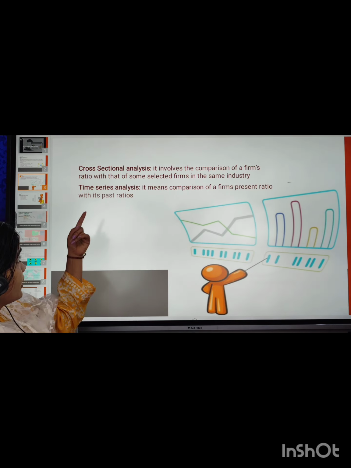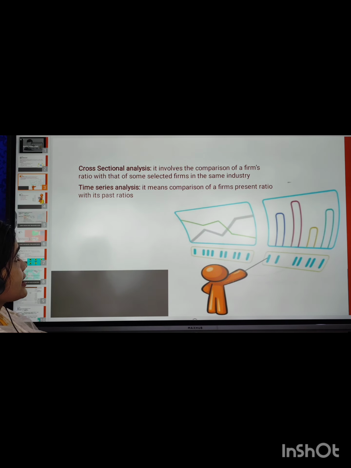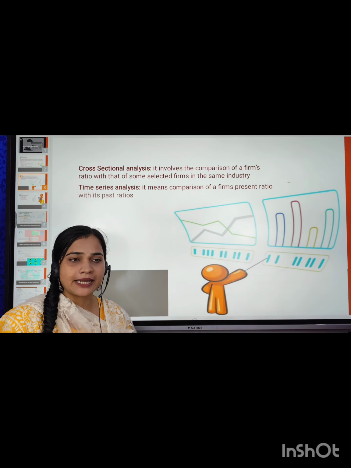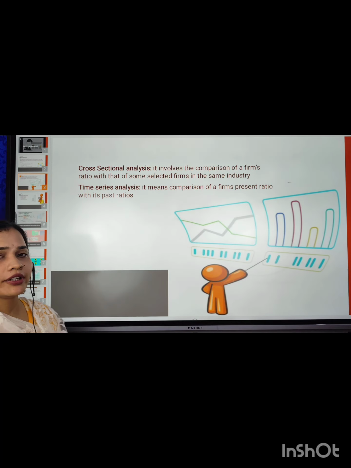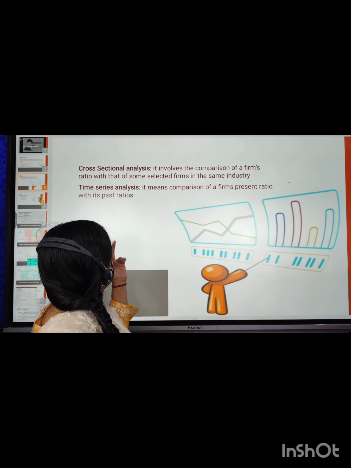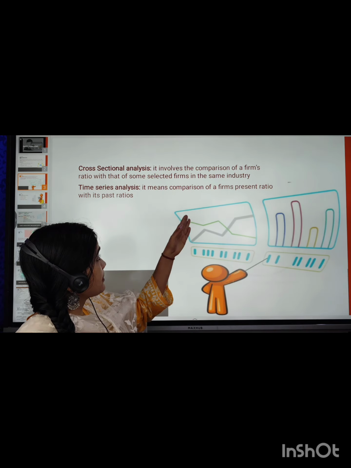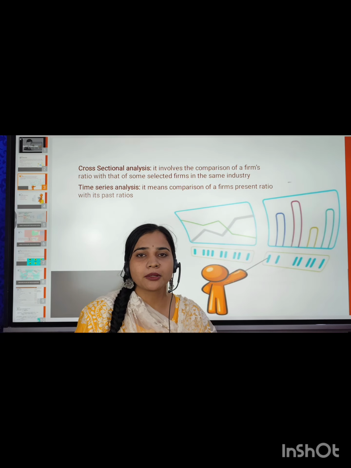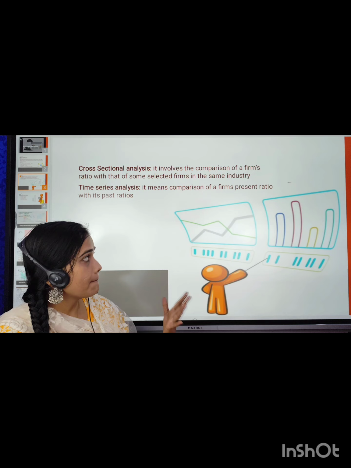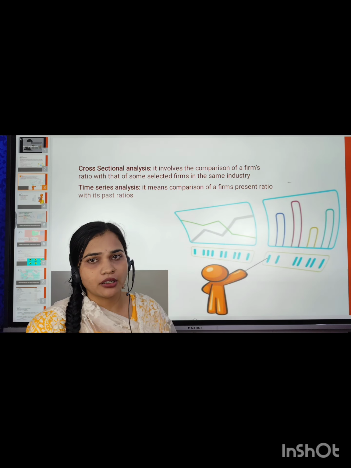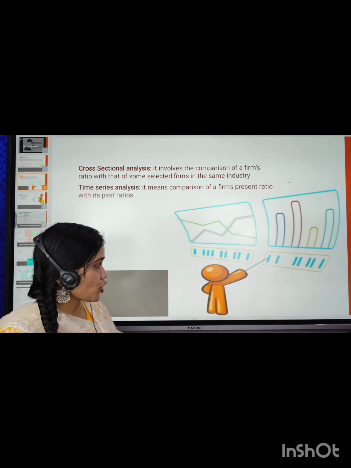Ratio analysis is of two types. One is cross sectional analysis and the other is time series analysis. Cross sectional analysis involves the comparison of a firm's ratio with that of some selected firm in the same industry. For example, here we can go with clothes and clothes, same industry but a different name. Another one is time series analysis. It means comparison of a firm's present ratio with its past ratio to check the profitability and financial position of the business.